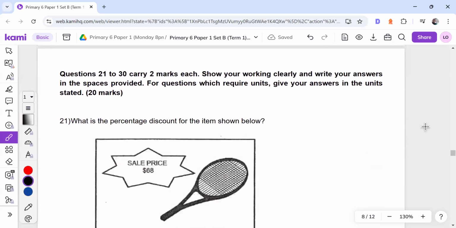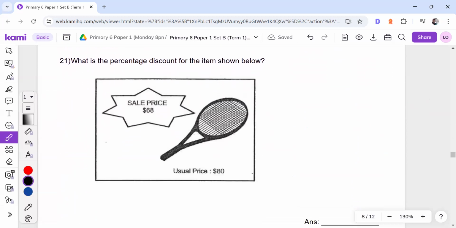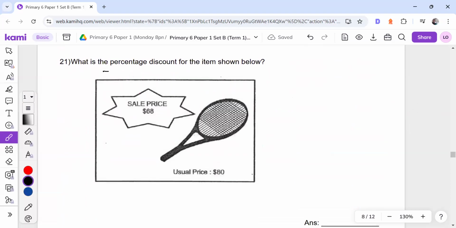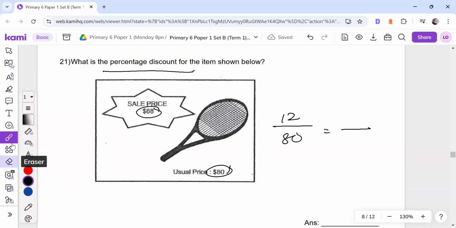Now we come to the 10 marks, the 2 marks each. Okay, question 21. Percentage discount, you should know how to do already. Get your fraction. The numerator is the change, so you take 80 minus 68, that is the discount. And the denominator is always the original price. What do you start with? You start with $80. Make the denominator into 100. But how? Mr. is going to show you. Either you make the denominator 100, or there is another way to convert to percentage, which your teacher has taught you: times 100. That is another way.